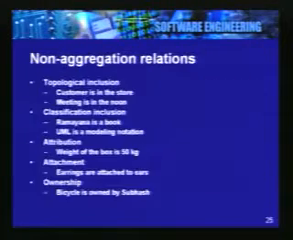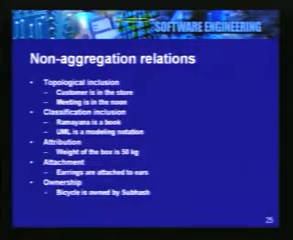And then what are non-aggregation relations? Topological inclusion. For example, customer is in the store. If you have such a requirement, then you cannot design it as a part-whole relation. Meeting is in the noon. Classification inclusion. Ramayana is a book, or UML is a modeling notation. This is not part-whole. So, this is classification.